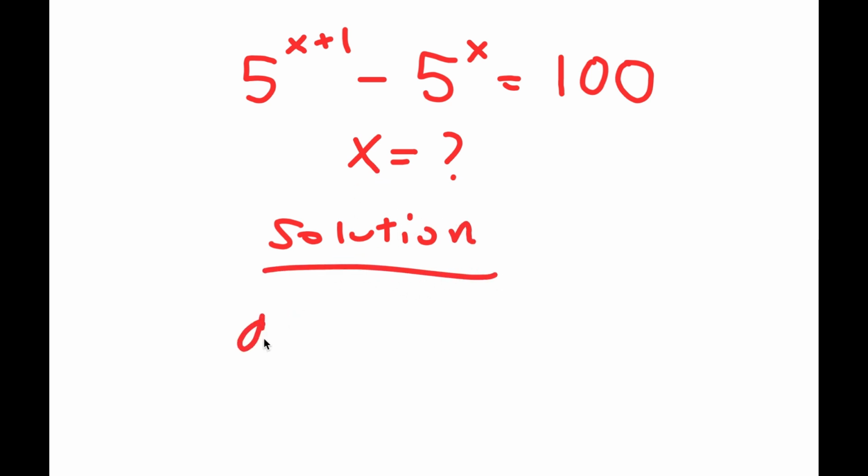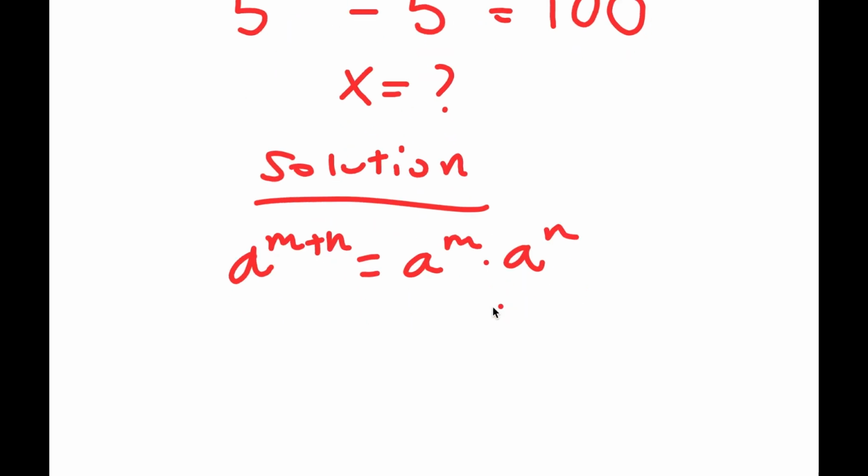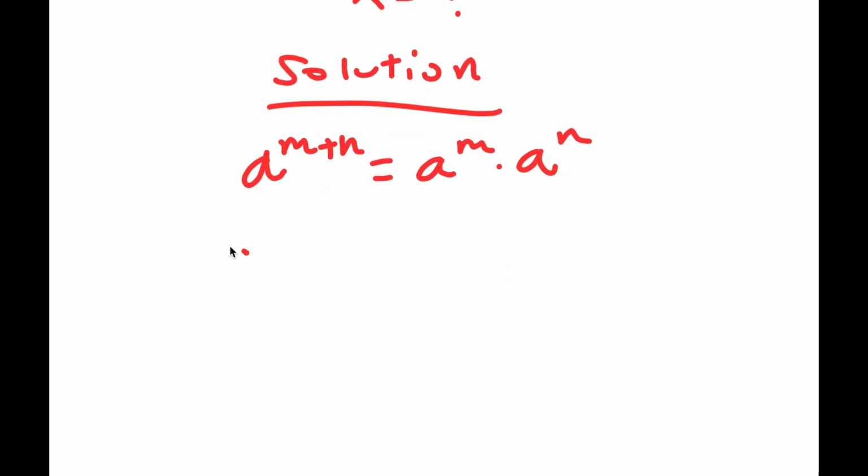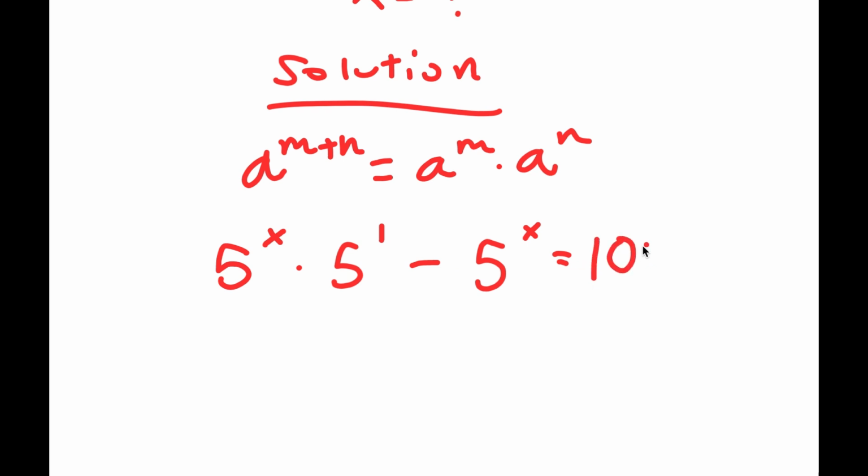I'm going to start off by using the property a to the power of m plus n is equal to a to the power of m times a to the power of n. So 5 to the power of x plus 1, that's going to equal 5 to the power of x times 5 to the power of 1. And now I have this minus 5 to the power of x is equal to 100.